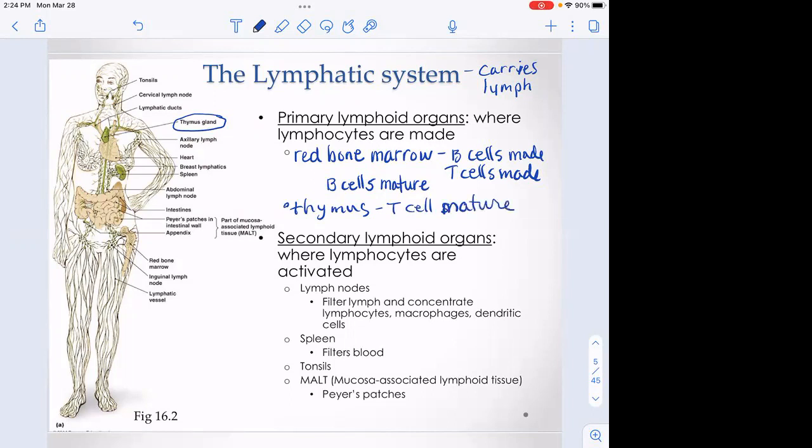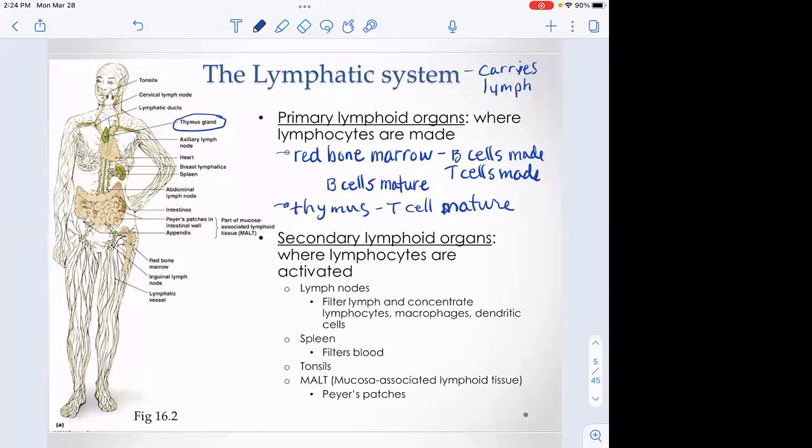Okay, so where T cells differentiate into the different kinds of T cells and where the T cells with T cell receptors that would recognize self hopefully die by programmed cell death. Okay, so those are the primary lymphoid organs, red bone marrow and the thymus.